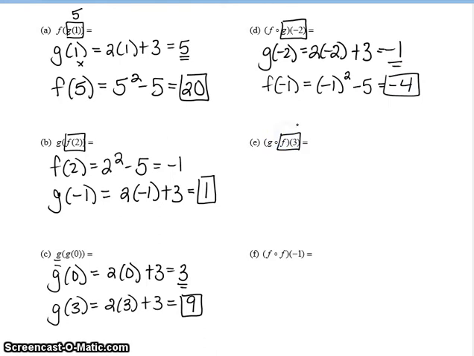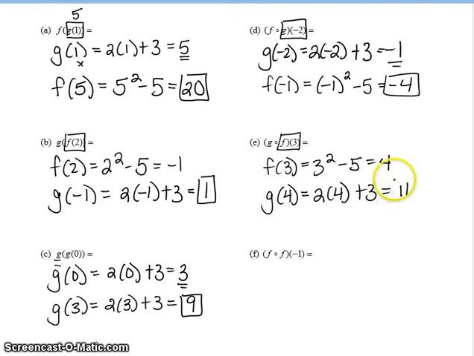Okay, letter E, we're going to do f of 3 first. So substitute in a 3 wherever you see an x in the f function. So it's going to be 3 squared minus 5, which is a 4. Now take that 4, and you have to find g of 4. So it's going to be 2 times 4 plus 3, which is an 11.